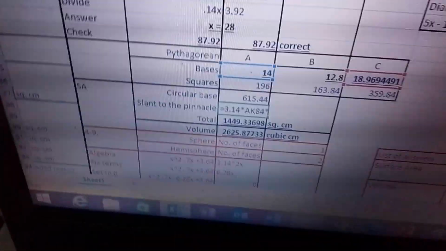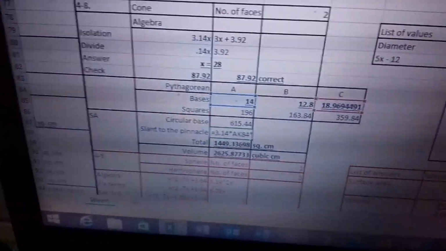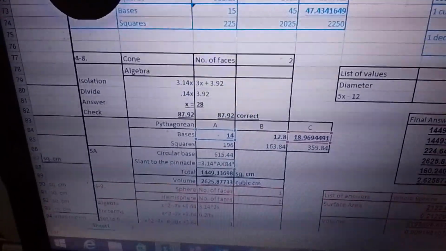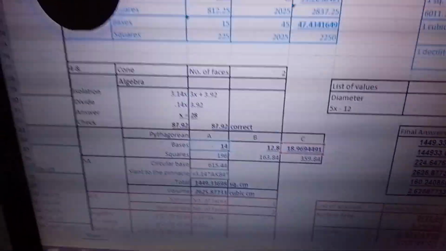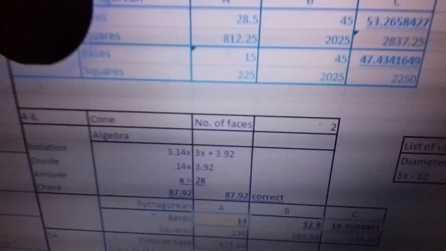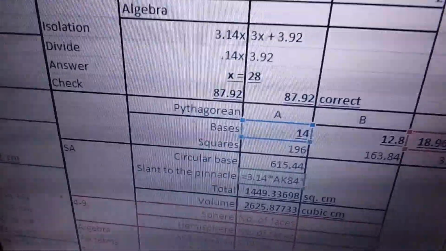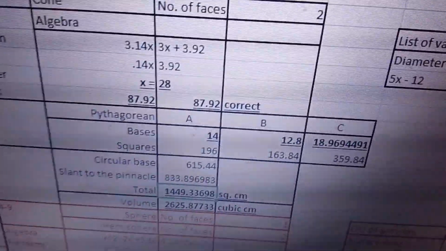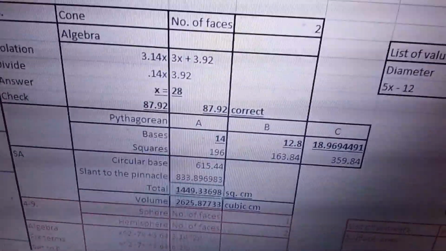Gets ko na. So what I did was this. Remember to solve for the surface area of the curved part of the cone, it's pi times the radius times the lateral height. So the lateral height is 18.96. And then times 14 and then base. So 3.14 times 14, which pertains to the radius, and then times 18.96, which pertains to the lateral height. With that, you should get 833.896983 as the area. Then we sum this up all together.